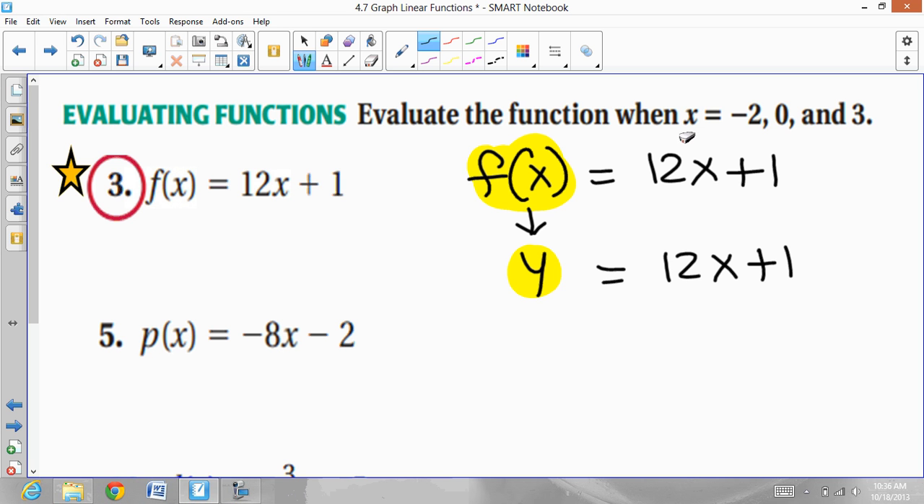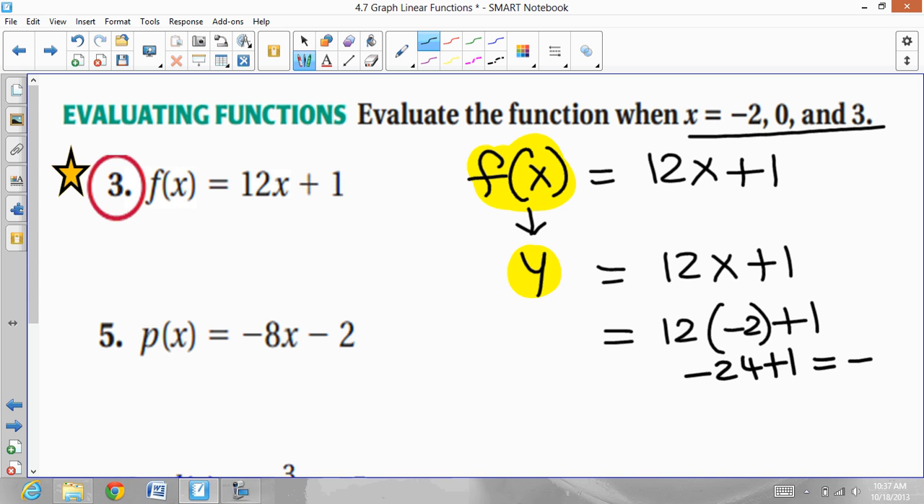Now I'm going to go to my choices given. The first choice is x is equal to -2. I am going to replace x by -2 and do my calculations. 12 multiplied by -2 is -24, plus 1 gives you -23. So this is done. Now I'm going to focus on 0. My x is now going to take on 0. 12 times 0 is 0, 0 plus 1 gives you a 1. So the second one is done.